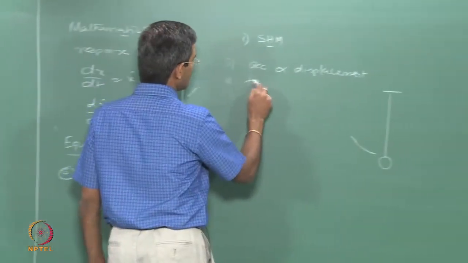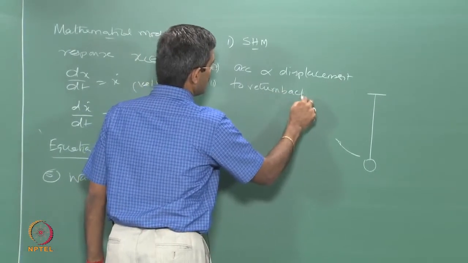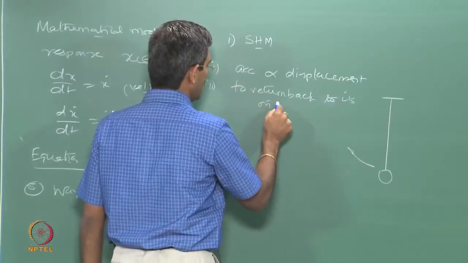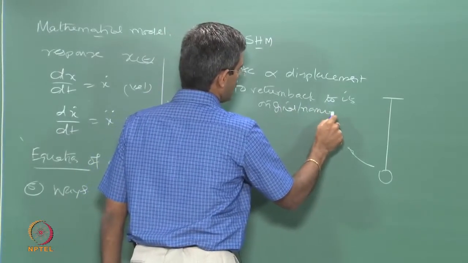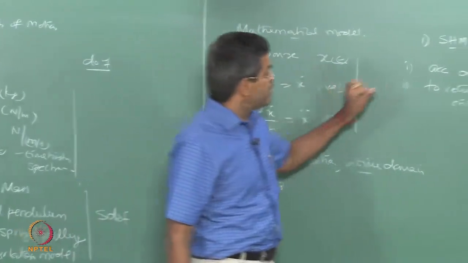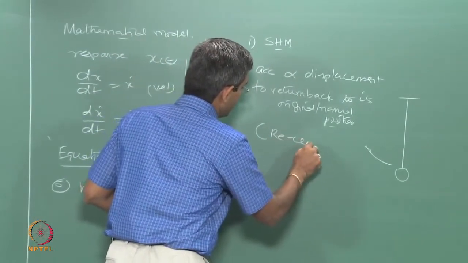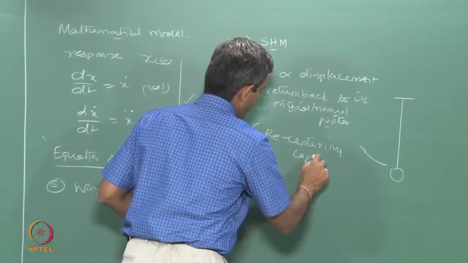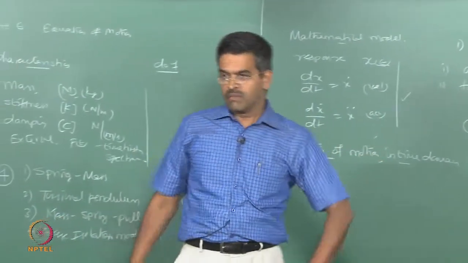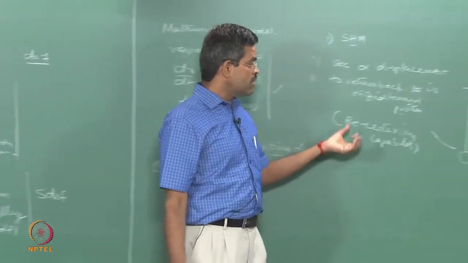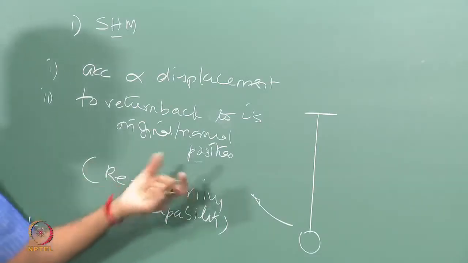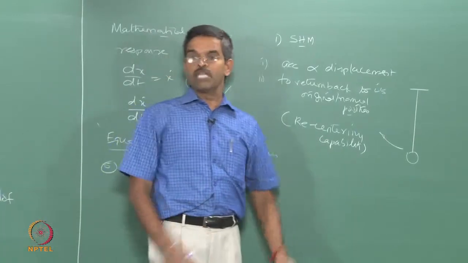So, the tendency is to return back to its original or normal position. Okay. Technically and structurally, this particular characteristic is called recentering capability. This is one of the important characteristics a structure must have when it is subjected to vibrations. The system must absorb the forces and attempt to come back to recentering capability. Otherwise, the structure will encounter a permanent displacement which is undesirable.